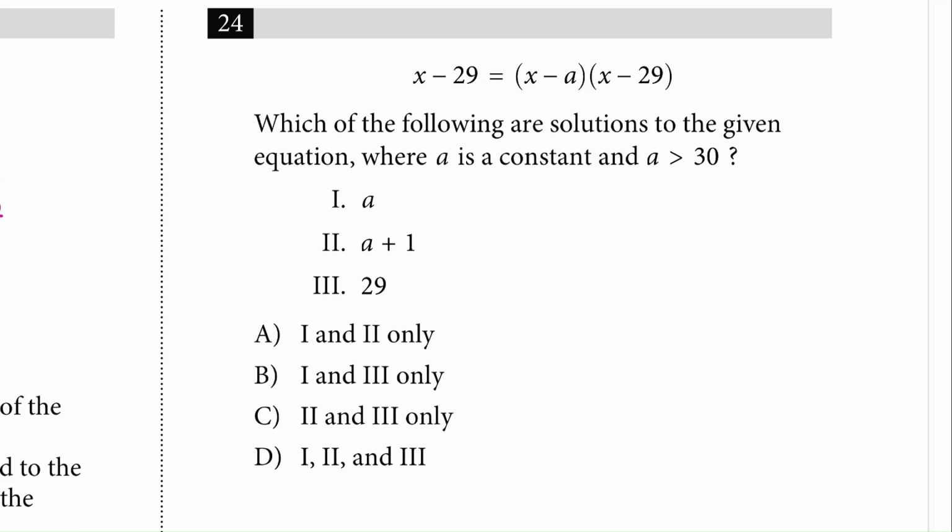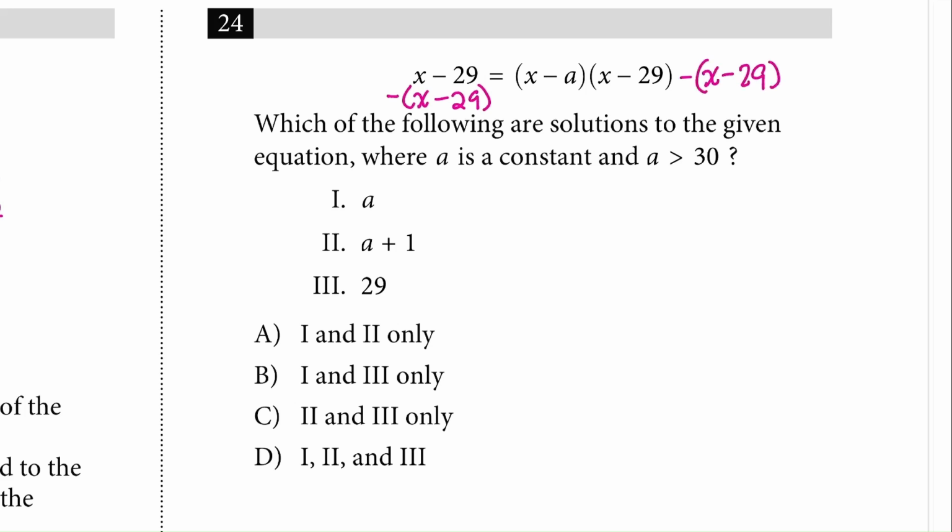Which of the following are solutions to the given equation where A is a constant and A is greater than 30? So if we take a look at this and we get this set equal to 0, so we combine our like terms, we'll be able to factor it and then figure out what our solutions are. So let's go ahead and subtract x minus 29 from both sides.